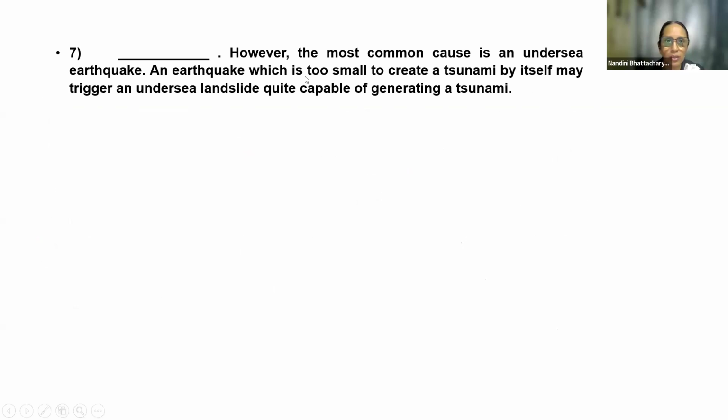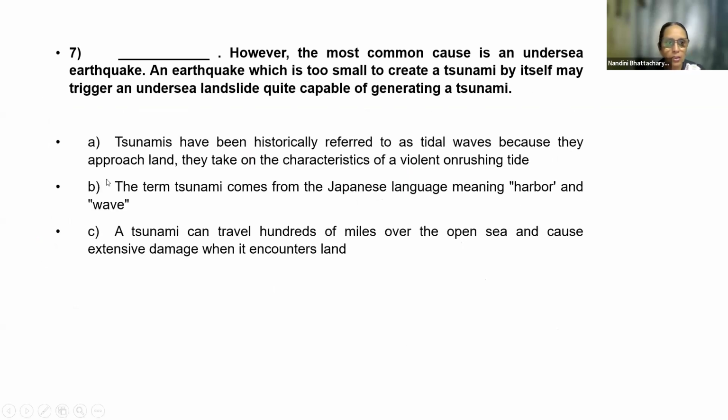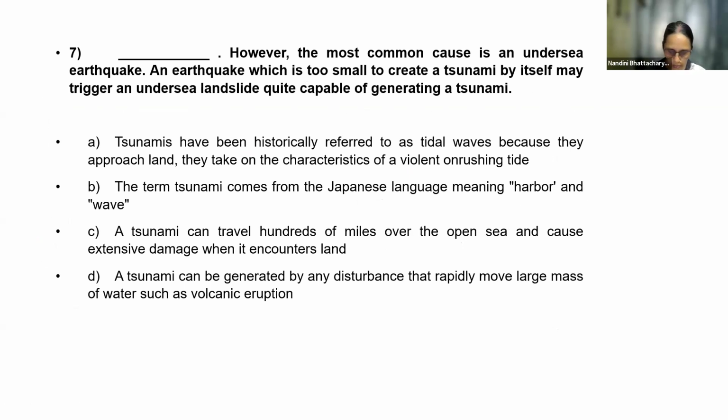But remember, I told you earlier also that everything is about analysis. So now here we need the introductory sentence. So read carefully and figure out what can go in as the introductory sentence. The next sentence begins with "however," and it's talking about the cause, an undersea earthquake.